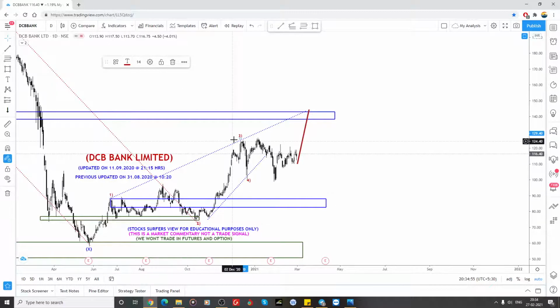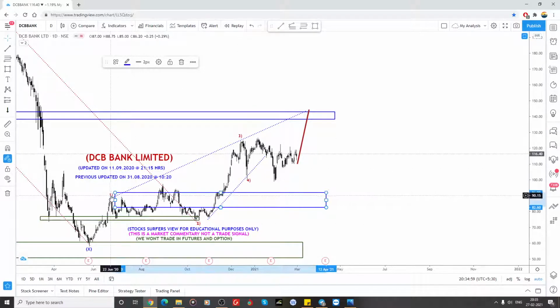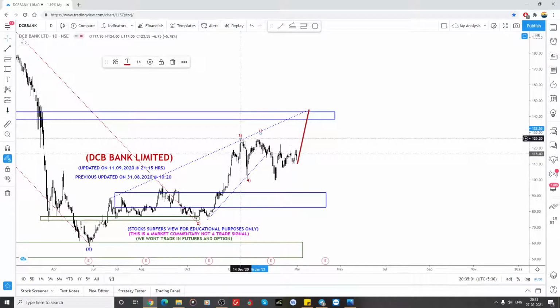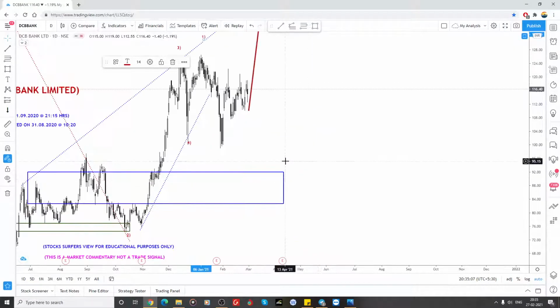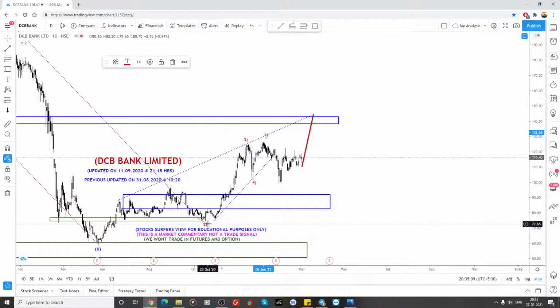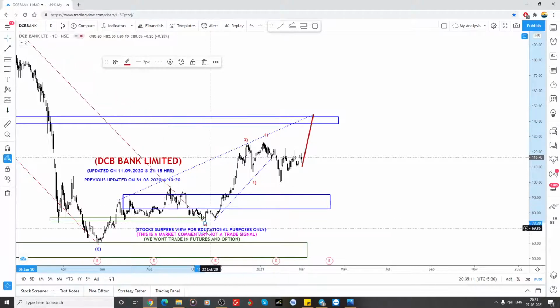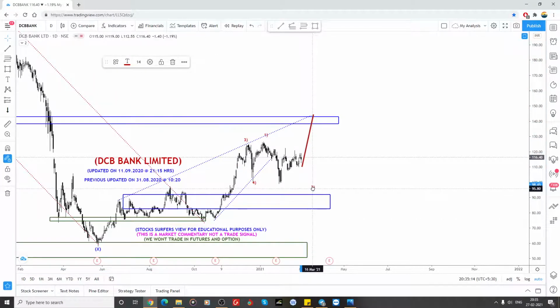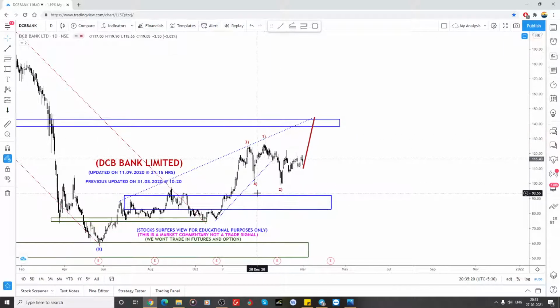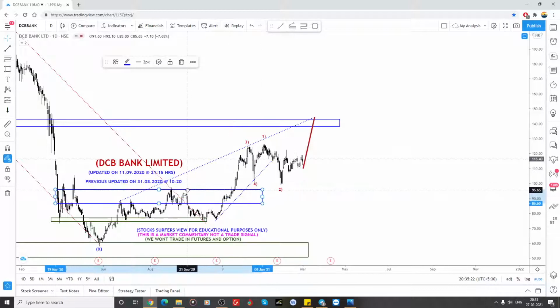So 1 2 3 4 5. So this whole thing becomes a 1. We just move this one. So we need a second wave. So this is A. So B, C for that second wave can come to this zone, or this is the end of that second. This is also a major support zone here.